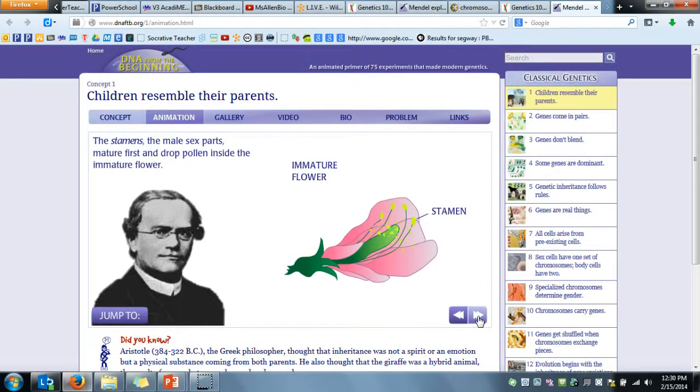The stamens are the male sex parts. They mature first and drop the pollen inside the immature flower. The pistil is the female sex part, which matures later. Its eggs are fertilized by the pollen that lands on the pistil.